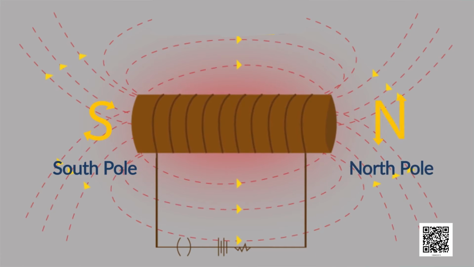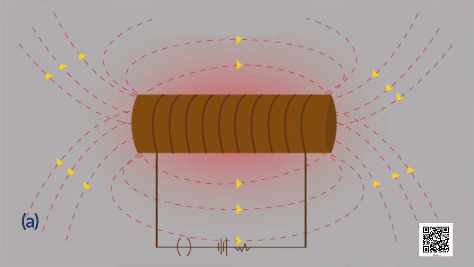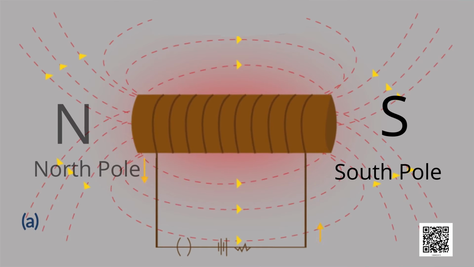Now, see children, we have reversed the direction of the current flowing through the coil. Now, again look at the picture carefully. Now, the current is flowing in anti-clockwise direction. So, now the right end will behave as south pole and the left end will behave as the north pole.